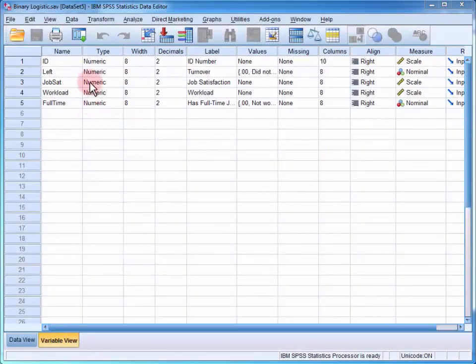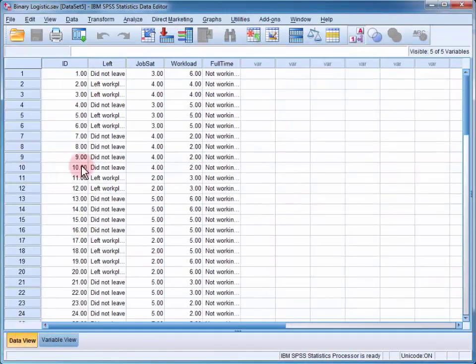In the data file, we have 4 variables of interest. First, whether or not the employee has left the workplace, their level of job satisfaction and workload, and whether or not they were a full-time employee. We can see that our outcome variable, whether or not the employee has left, is a nominal or dichotomous variable. If I change to the data view, I can see that the first employee did not leave the workplace, had a job satisfaction level of 3 and a workload level of 6, and was not working full-time.